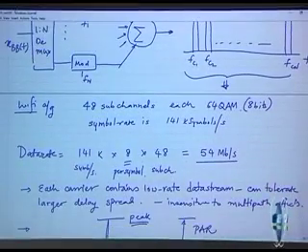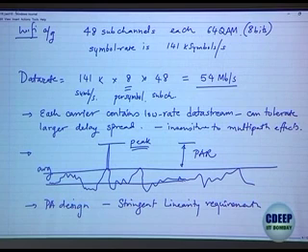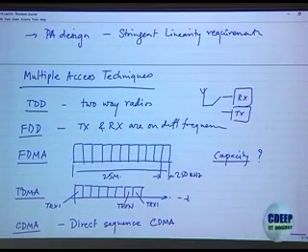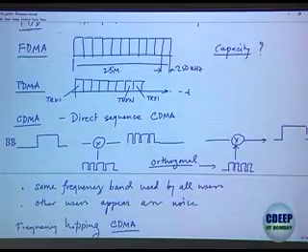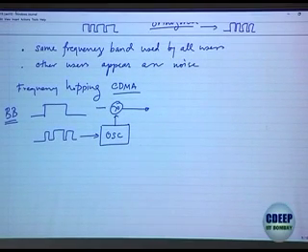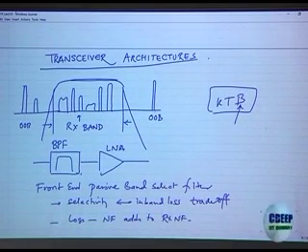Then we took an example of Wi-Fi AG, and one of the important pieces we talked about was PAR, which is peak to average ratio. Why is it important? Then various multiple access techniques: TDD, FDD, FDMA, TDMA, and CDMA. And then some of the frequency hopping CDMA discussion. After that, we went into transceiver architecture, which is what I'm going to continue today.